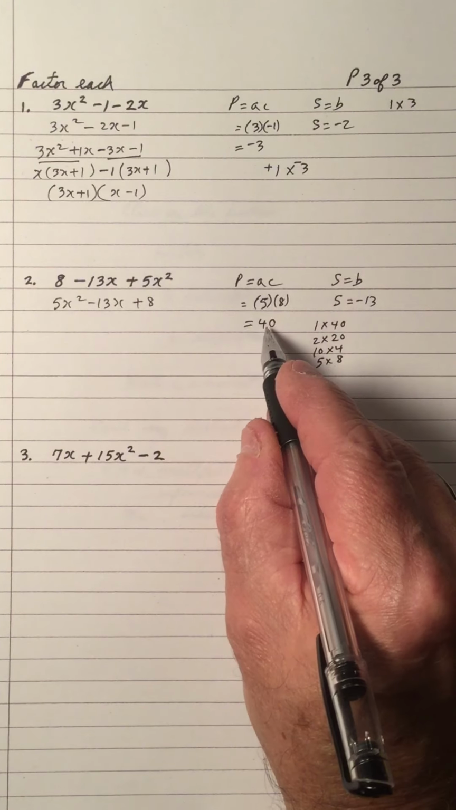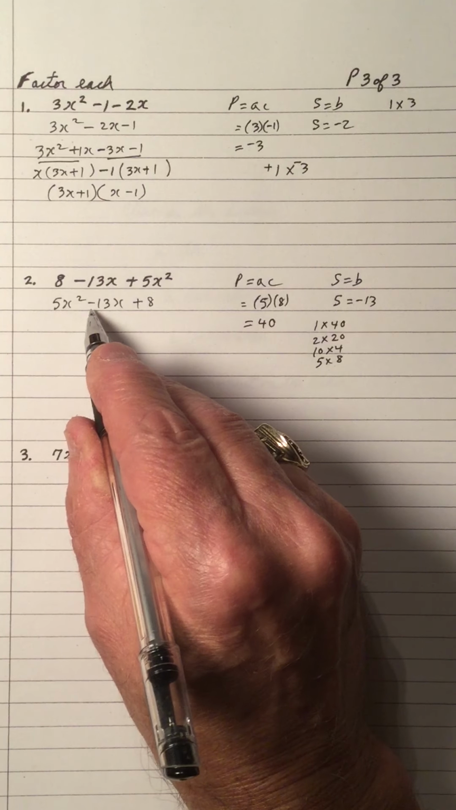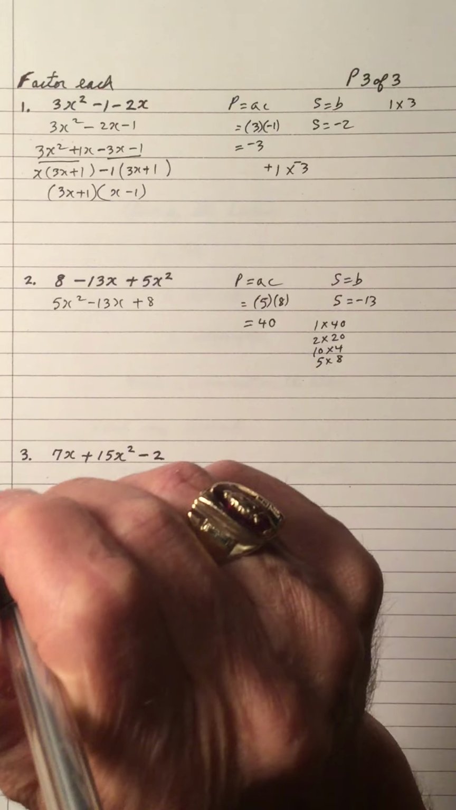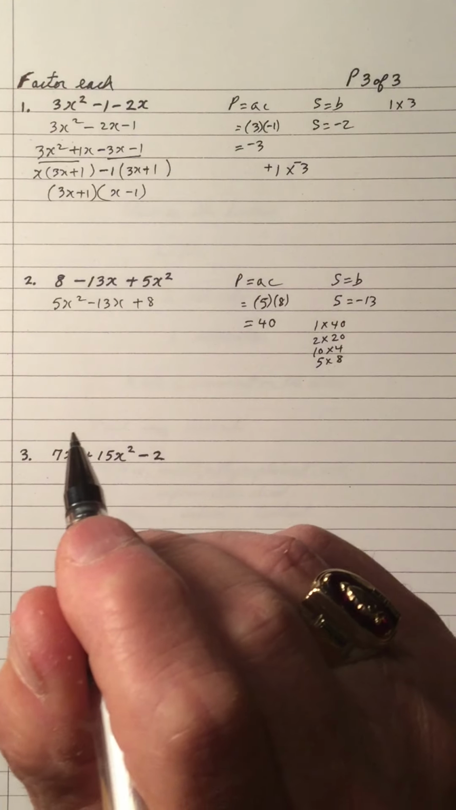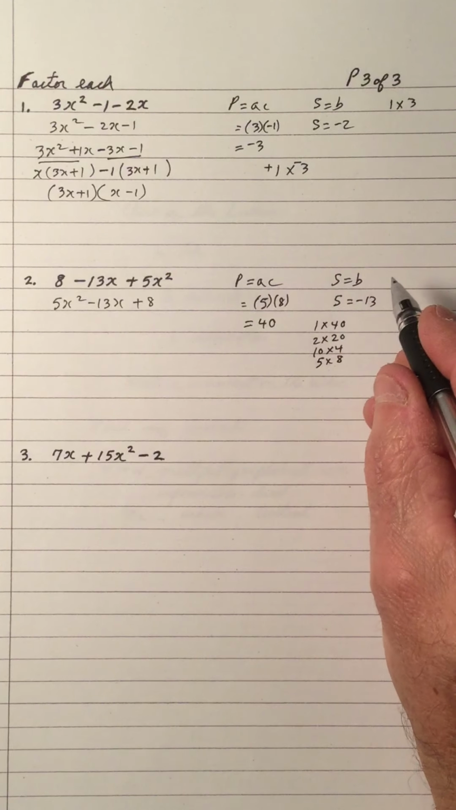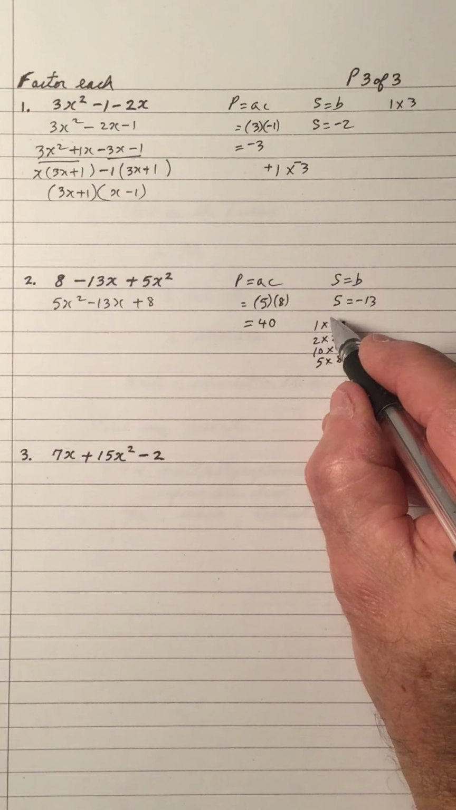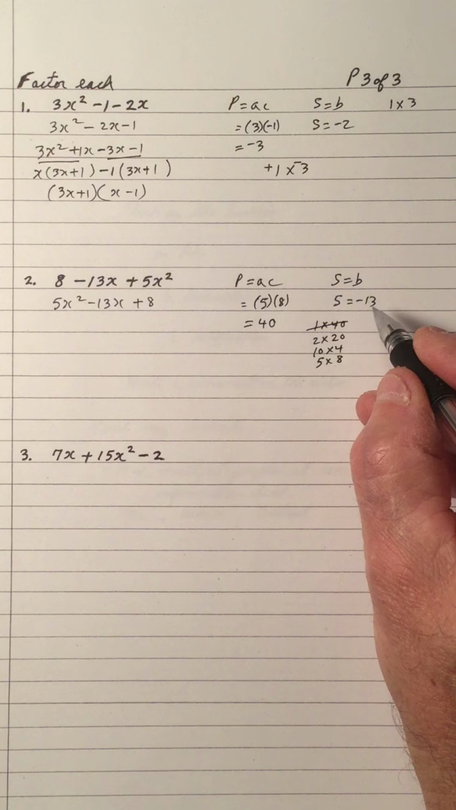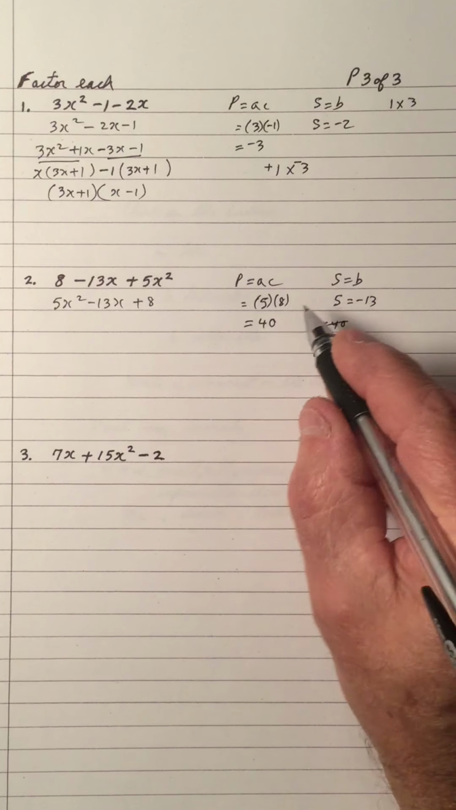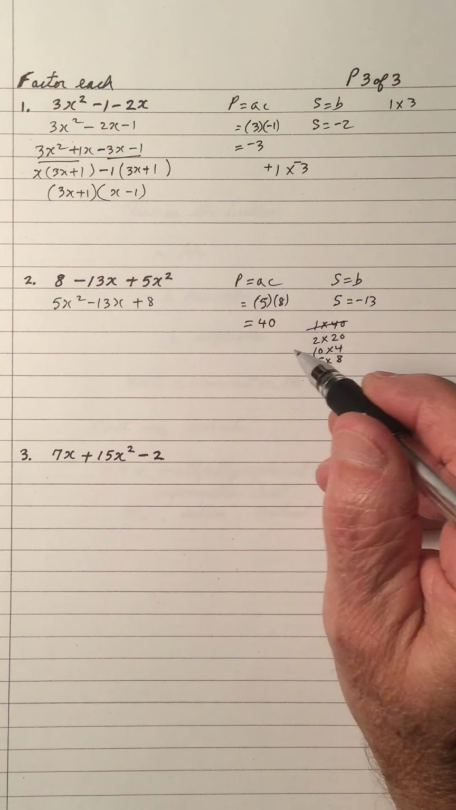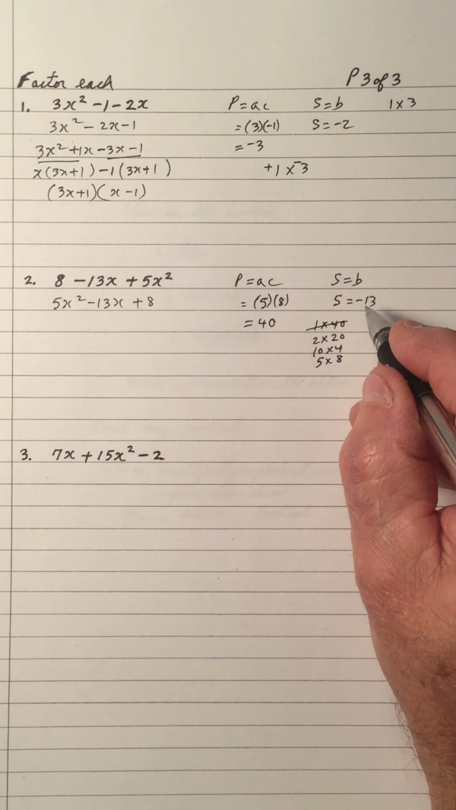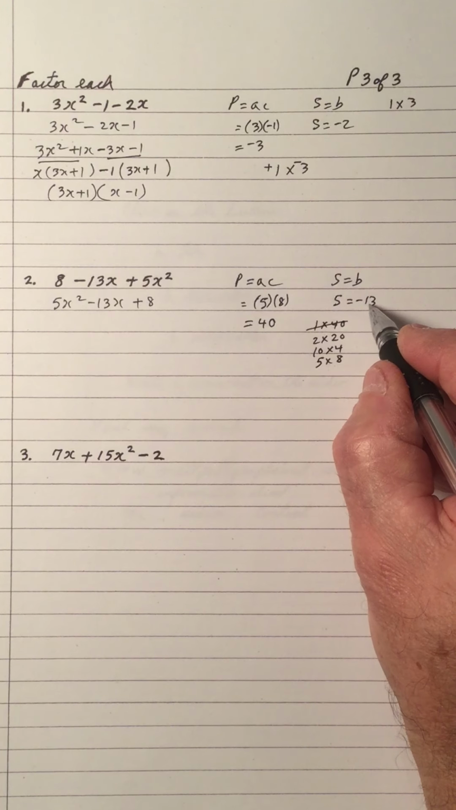And the product is positive, and the sum is negative, so it's got to be a plus. The product is positive, so I have two pluses or two minuses. So I have two minuses. And they multiply to give me 40, and they add up to give me negative 13.